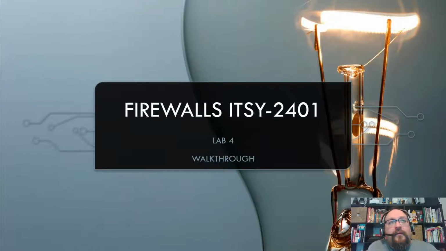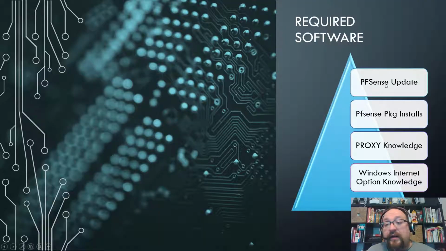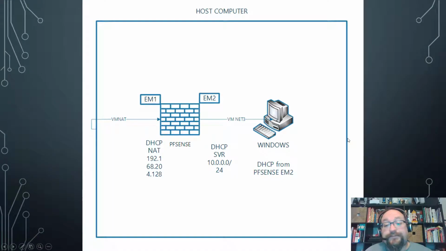Okay, we're going to continue with firewalls and Lab 4, and we're going to go through our walkthrough on that. We're going to need our PFSense updated, which we did in the last video, our package installs for Squid and SquidGuard. We're going to need to know a little bit of proxy, and we're going to need to understand where to set those proxies through Internet options, and that's native to Windows.